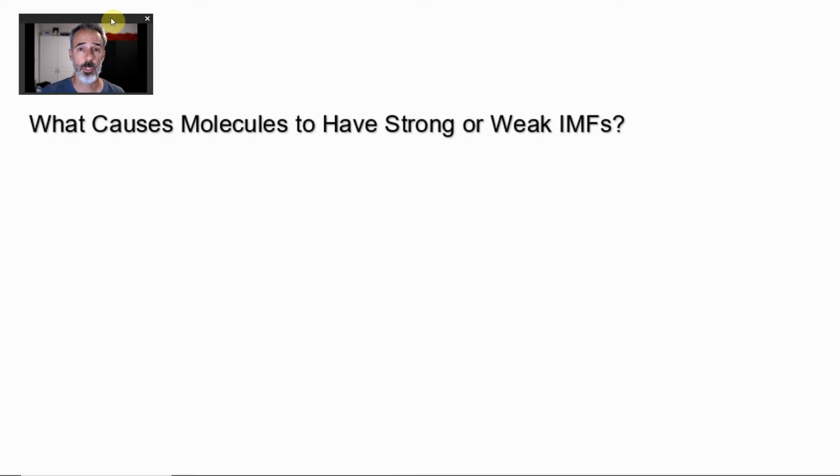We've spent a lot of time looking at whether a molecule is polar or not. And we want to bring that back to the reason we were looking at it in the first place, which is we know that if molecules have strong intermolecular forces, it's going to affect their physical properties like boiling point, melting point, vapor pressure, and surface tension.